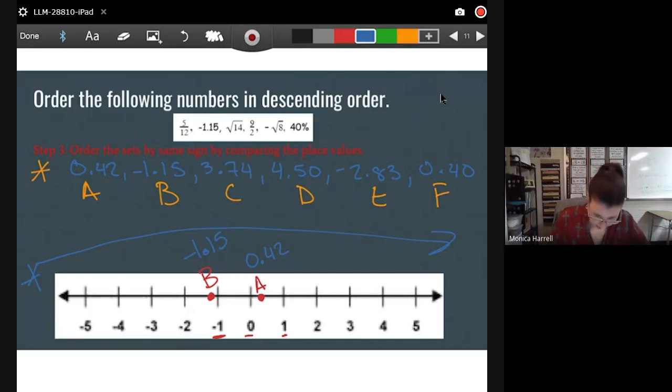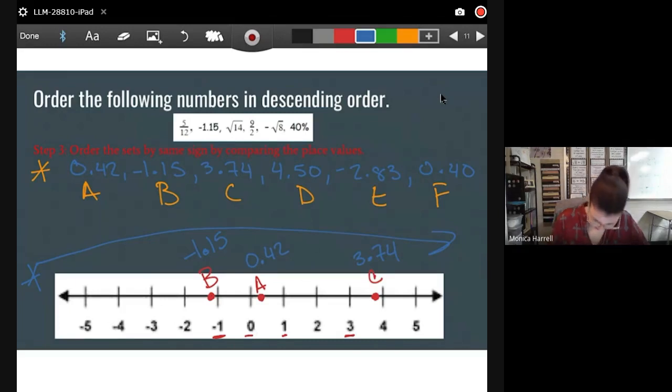Number C, I'm going to go over to 3. And I have 3.74 or 3 and 74 hundredths. Now, if I think about it, 75 cents is almost $1. It's 3/4 of the way there. So I'm going to start at half, and then halfway between half is where I'm going to be putting point C. And point C is 3.74.